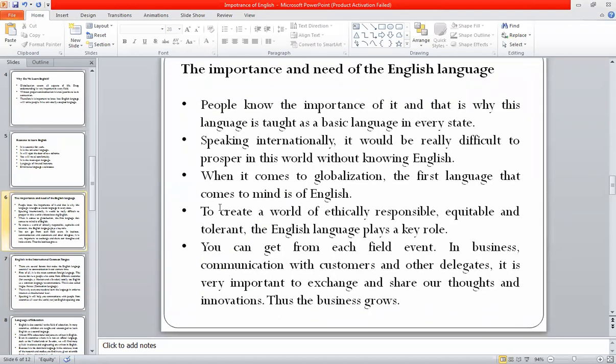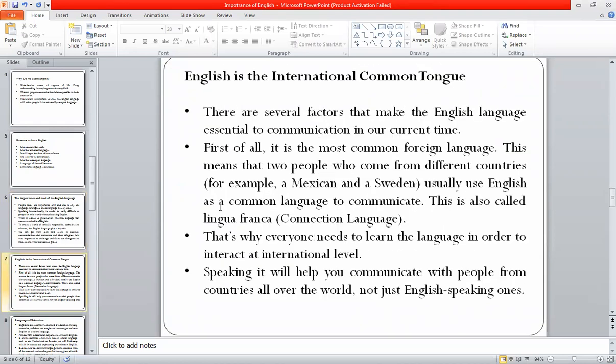Let's see the next part of this slide. The importance and need we have discussed. English is the international common term. All of you know that English is also called the international common term. Why is it called this? Because it is the language which is spoken all over the world. And there are several factors that make the English language essential to communication in our current time.